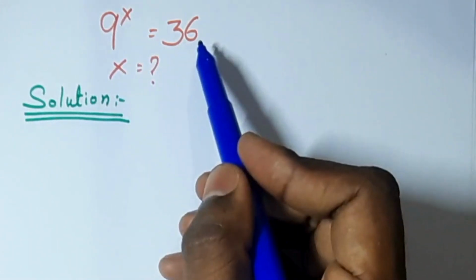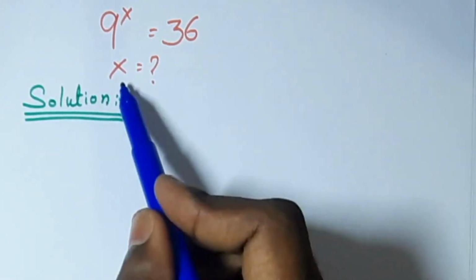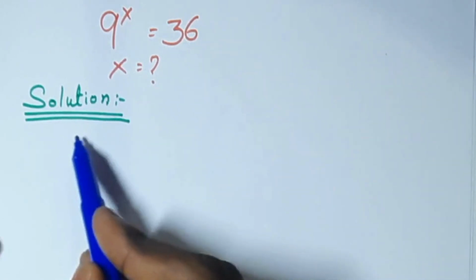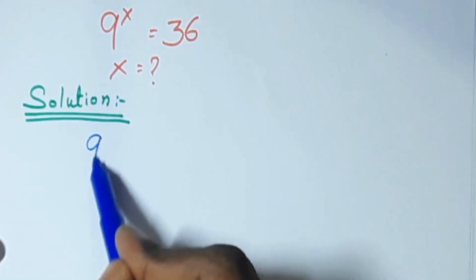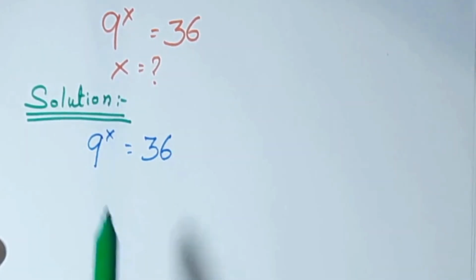Today we are going to solve this equation, which is 9 to the power of x equal to 36. We are going to find the value for x. Solution: 9 to the power of x equal to 36.